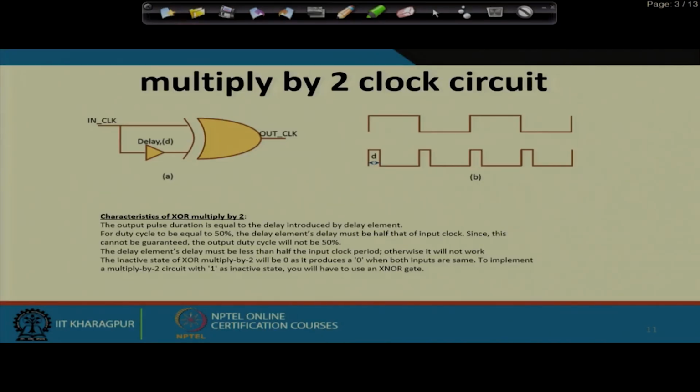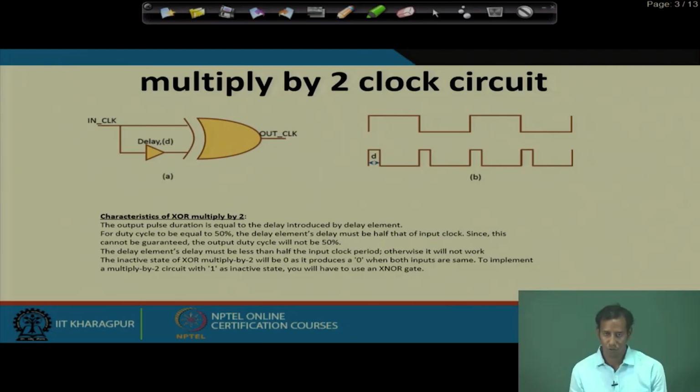Today we will see another circuit you have been asked to design: a clock circuit whose output is multiplied by 2. How can we design a circuit that gives clock signals where the frequency of the clock is doubled?